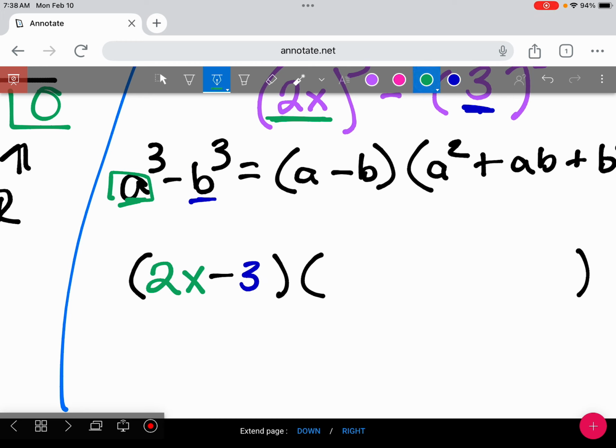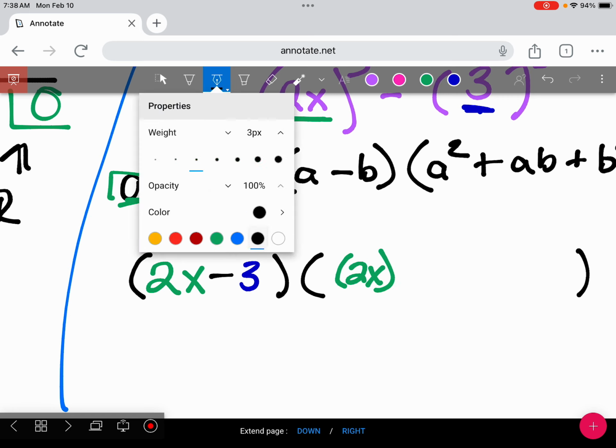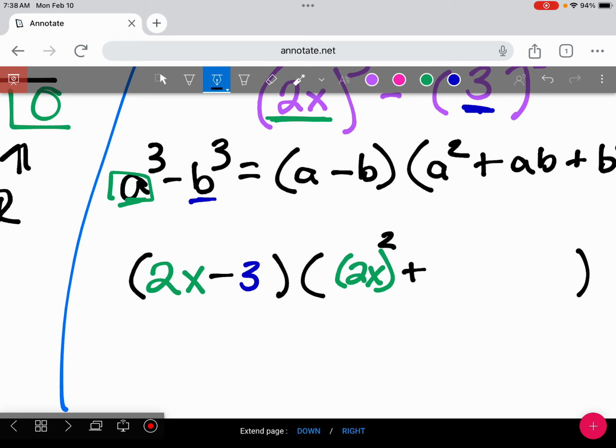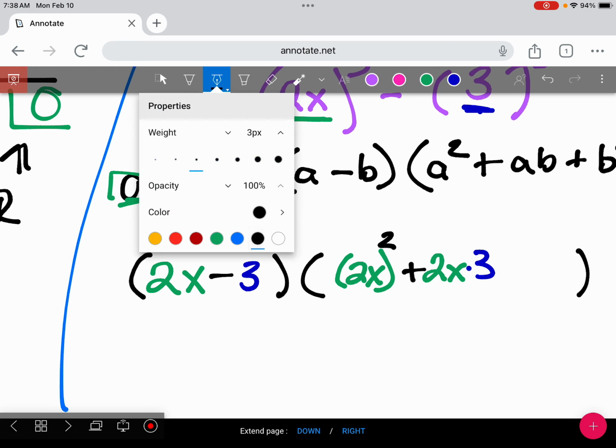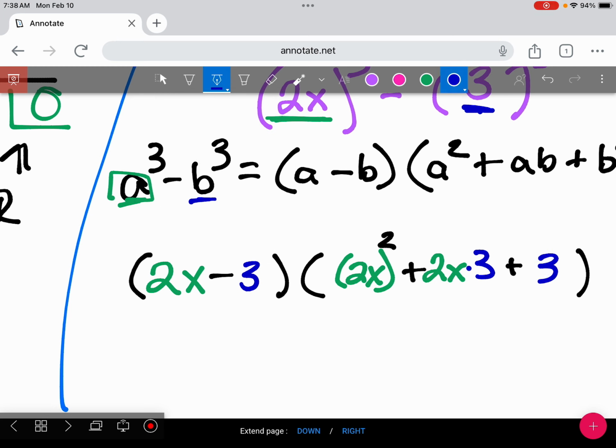Then we're going to have our 2x as a chunk that's supposed to get squared, plus the 2x times 3. And then we're going to add that 3 squared. So we're following the pattern. It still needs us to have those letters in there.